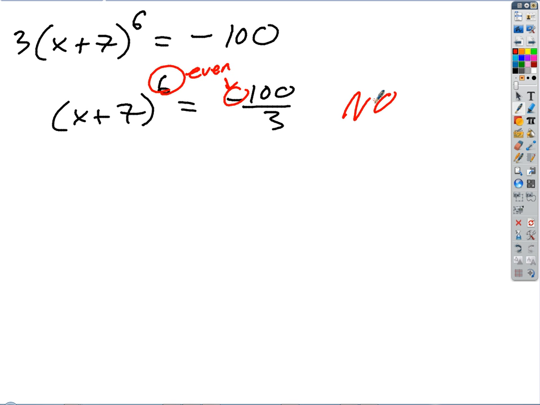What if it was a negative? If it was a negative, then it would have worked, right? Because then I would have had negative 100 divided by negative 3, which is positive 100 thirds. Then it would have been fine. But this one wasn't. Okay, new problem.